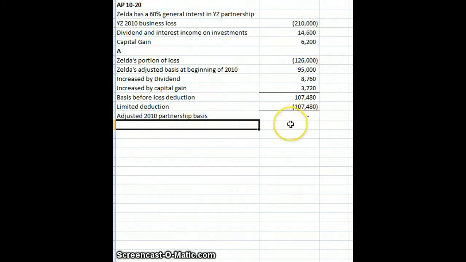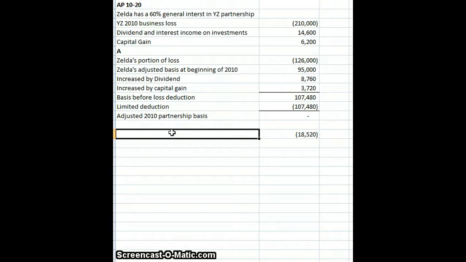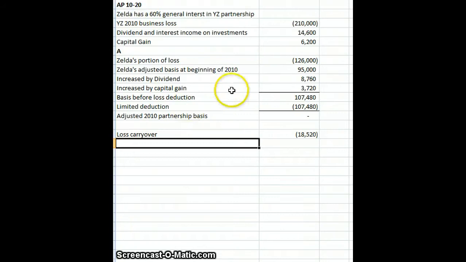We're also going to have that carryover. So the difference, $126,000 minus our $107,480. So we're going to have $18,520 as a loss carryover, which we'll be able to deduct as our basis increases. So if we have some profits next year, we'll be able to use that carryover against our profits.